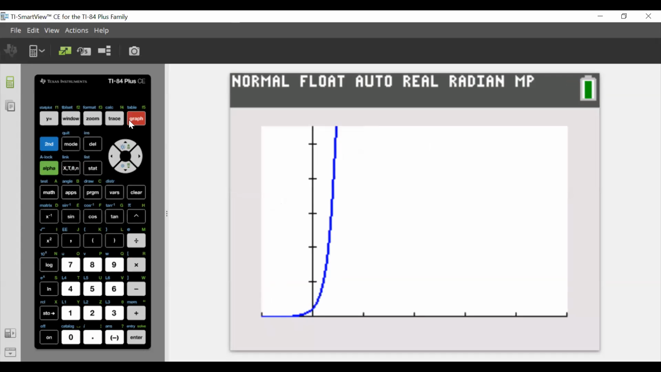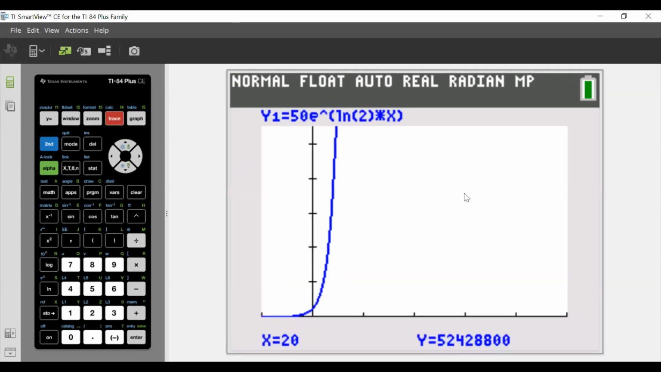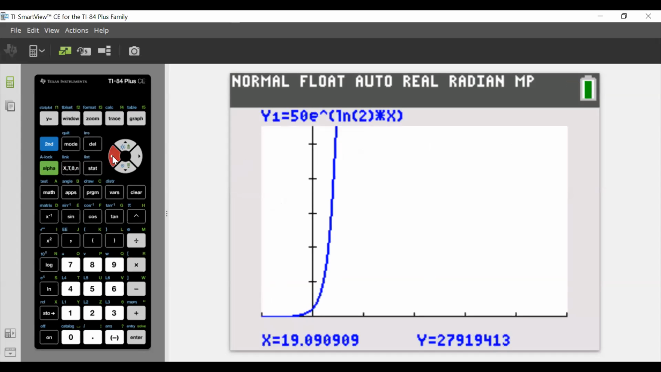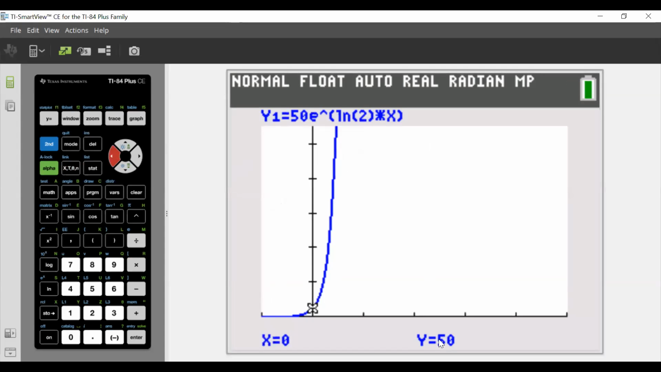And if we graph that, that's the graph we get. Now, if we trace, it puts it all the way out to 20, but let's go back and make sure our 0 point is where it's supposed to be. And so 0, 50, that looks good. That's our initial value at time equals 0. And now what I want to do is use the features of the calculator to look at a couple times. That way we can see orders of magnitude.